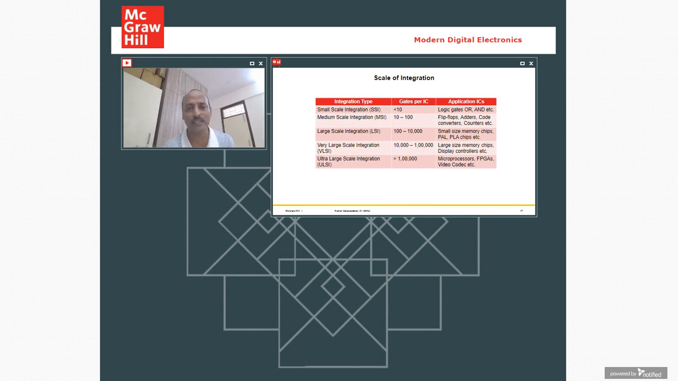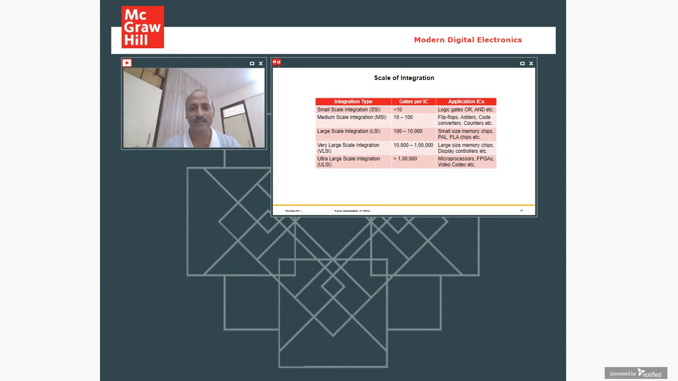Then thinking a little bit about scale of integration. So everyone knows today the world is talking about ultra large scale integration, but it started with small scale integration, then medium scale integration, large scale integration. So this scale of integration depends on the number of gates per IC. So within one IC, how many gates are available? Okay. So if it is less than 10, then it is small scale integration. Your basic logic gates, AND gate, OR gate, these fall under this small scale integration.